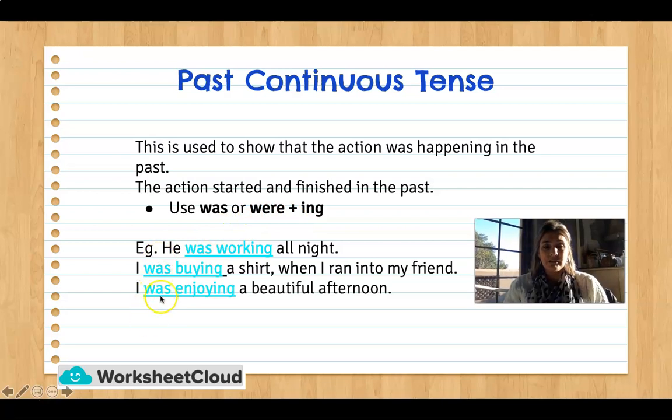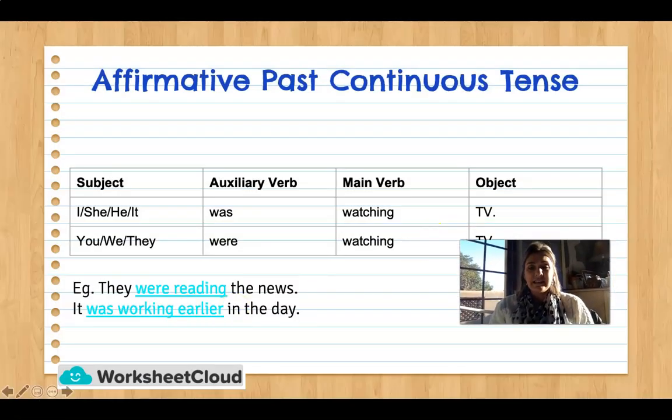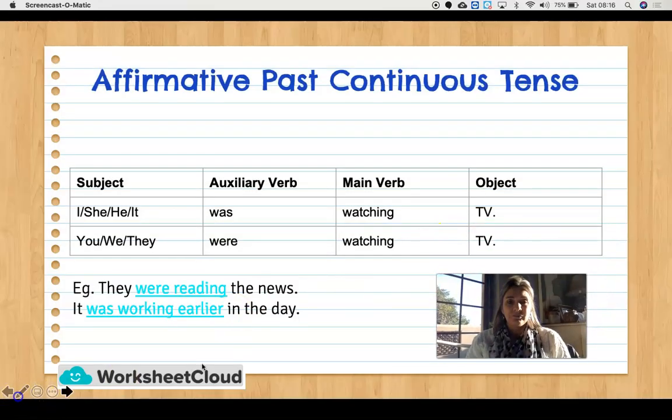So look at the examples. He was working all night. I was buying a shirt when I ran into my friend. I was enjoying a beautiful afternoon. So let's take a look at each one. Right, remember the affirmative means the positive one, and we're looking at past continuous tense.